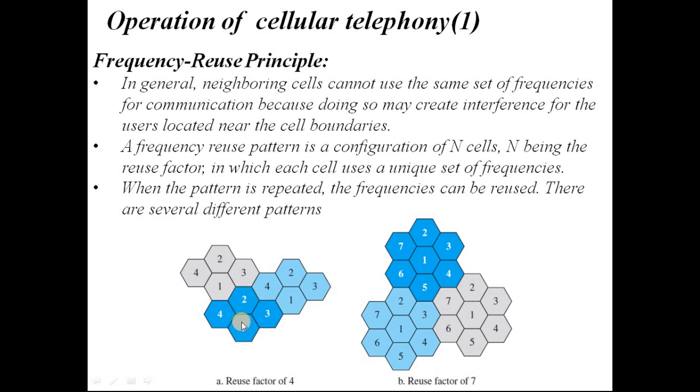So 4 different frequencies are used in this, and each cell over here, this is one base station, 2 is another base station, 4 is another base station. Each cell has its own mobiles roaming around, so that mobile can roam around with the different cells, because each of these is a different base station. Similarly, this is a reuse factor of 7. That means 7 different frequencies are there in this.